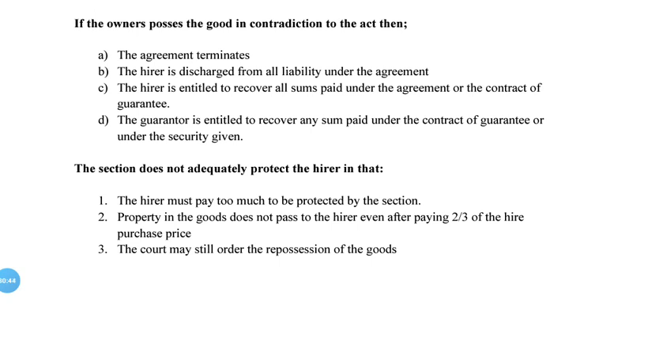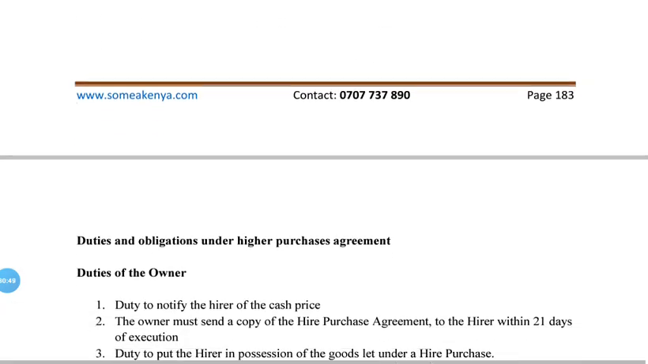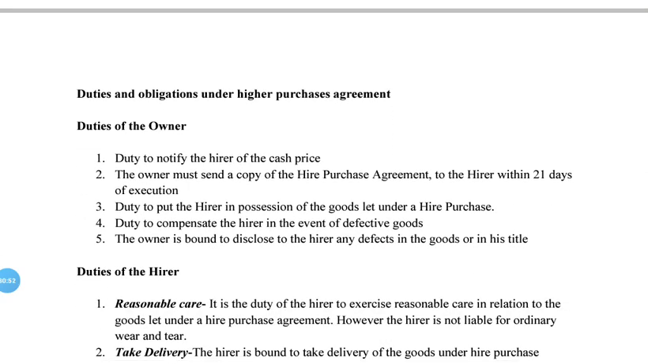So duties and obligations under the hire purchase agreement. Duties of the owner, that is the seller. Number 1, duty to notify the hirer of the cash price. Remember, I said that for a hire purchase contract to be enforceable, the seller must quote the cash price and the hire purchase price of an item. So both the hire purchase price and the cash price.